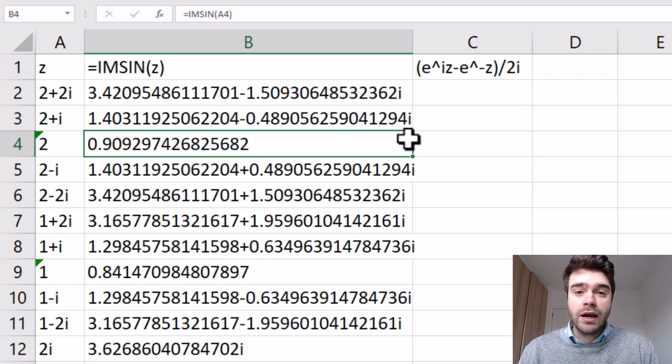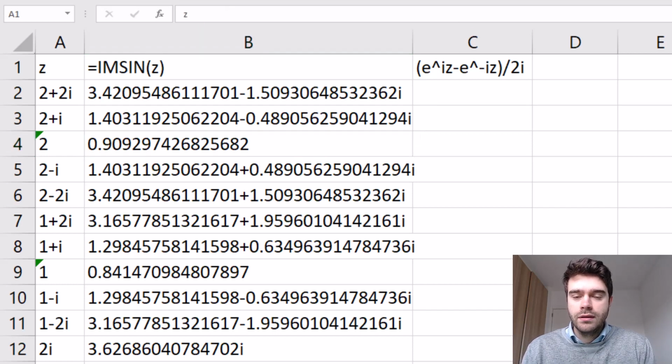Now do keep in mind that complex numbers within Excel are considered to be text, so that's why we need a special IMSIN function and we cannot use a regular SIN function to calculate the sine of a complex number. The sine of a complex number is actually equal to the following formula: e to the power iz minus e to the power minus iz, divided by 2i. Now let's check if this actually holds true.